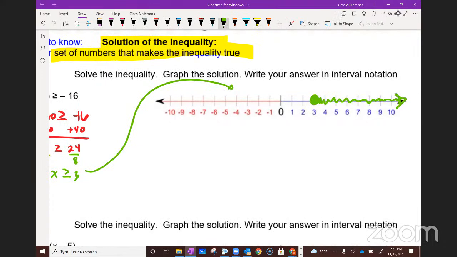Now, can someone raise their hand and tell me, how would I write these answers in interval notation? That's that notation you guys used in your homework last night with the brackets, the parentheses, the infinity symbols. How would I write that? Michaela? It'd be 3 with a bracket and then infinity with a parentheses. Nice, comma, infinity with parentheses.